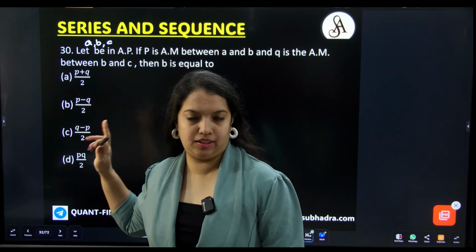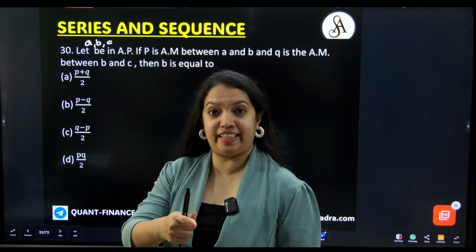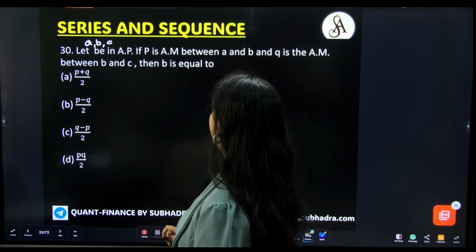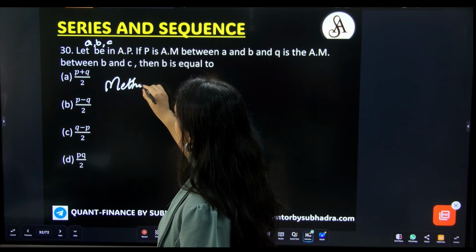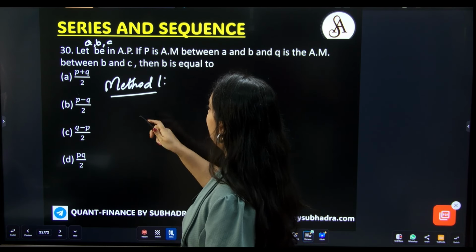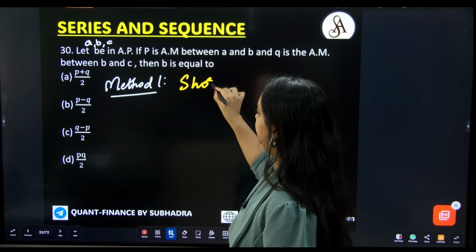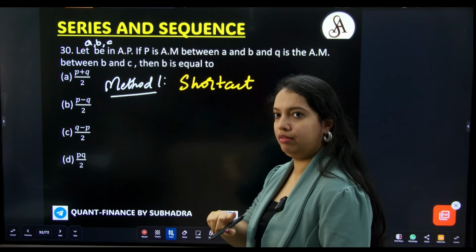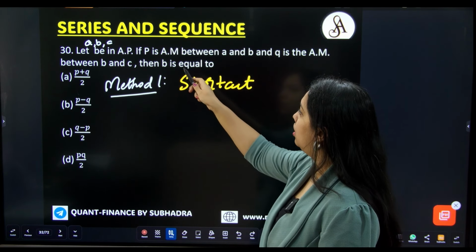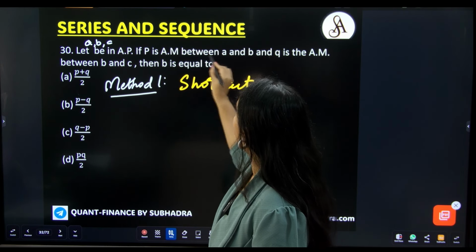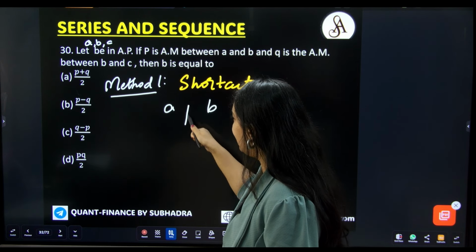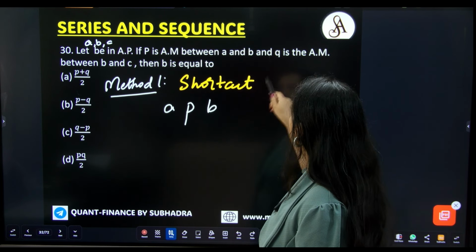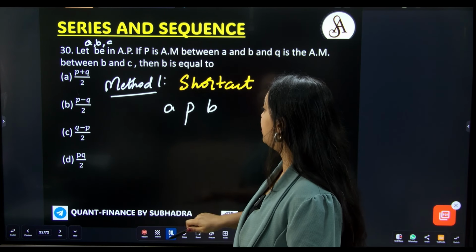Any AP-GP question like this comes from exercise C of that chapter from ICAI material. A, B, C are in AP. So there are two methods to solve this question. I am doing method 1, which I call the shortcut method. There is a long method, which we will take as method number 2. P is the arithmetic mean between A and B. So if I consider A and B, P is the arithmetic mean in between, and Q is the arithmetic mean between B and C.